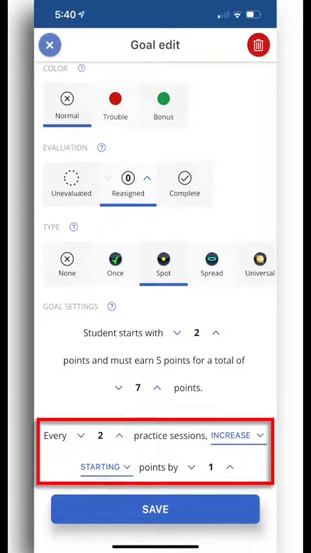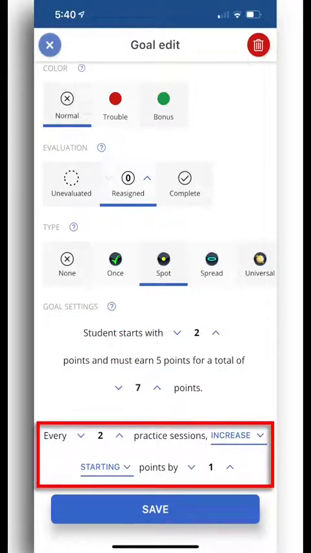The next setting reads, every 2 practice sessions increase starting points by 1. This accounts for the fact that students don't need as many correct repetitions as the week progresses. For example, the day before the student's next lesson, hopefully the goal is virtually a habit at that point, so we don't want the student to have to start all the way down at 2 points and drill it correctly 5 times to get 7 points, which could potentially lead to boredom.